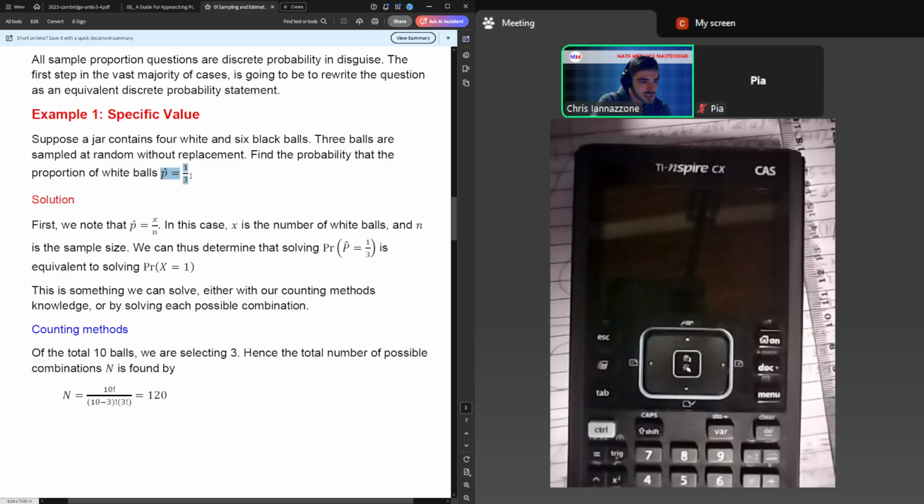So when we're trying to calculate p hat equals a third, that means that out of 3 balls that were drawn, so n equals 3, one of them was a white ball, since p hat is the proportion of white balls. Really, it just means find x equals 1 from discrete.